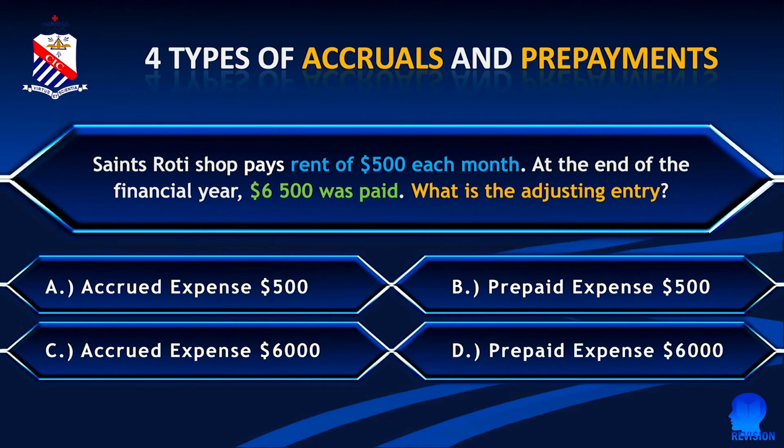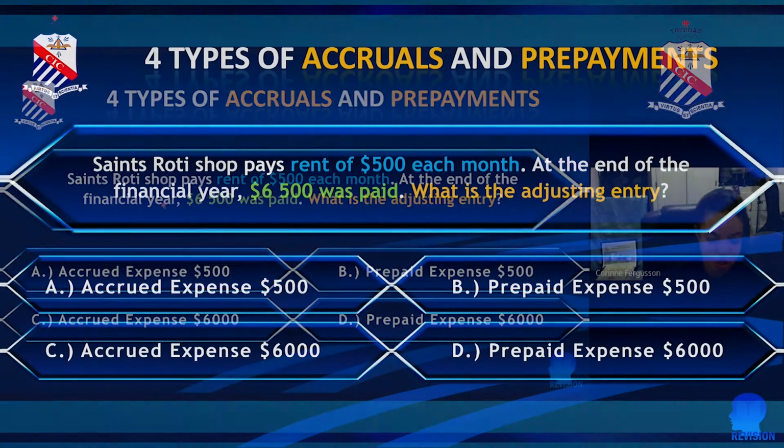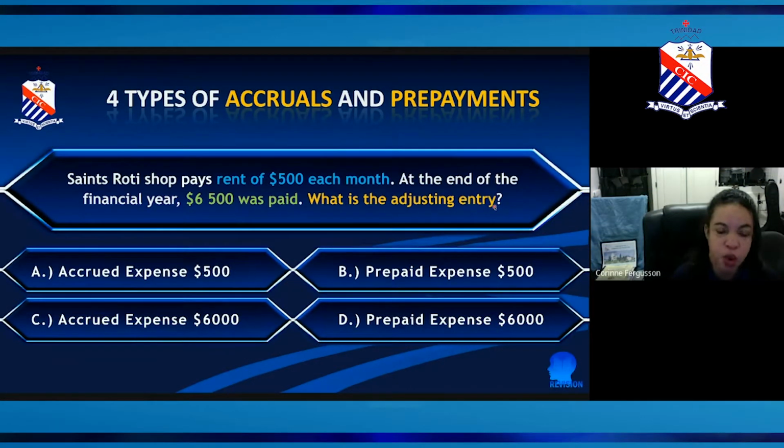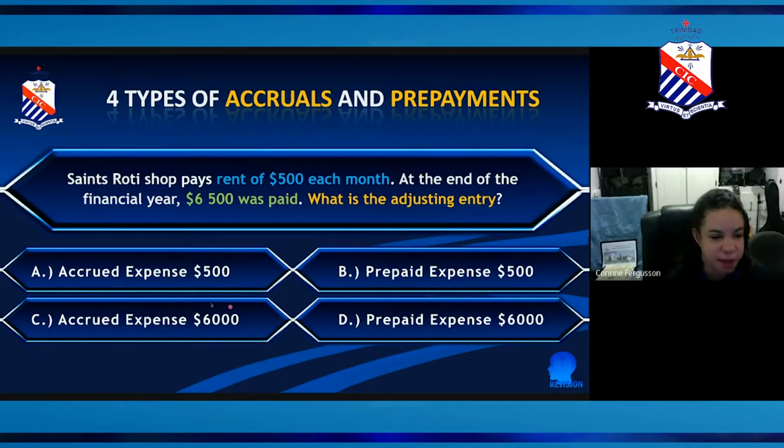Saints Roti Shop pays rent of $500 each month. At the end of the financial year, $6,500 was paid. So what is the adjusting entry? What I'm asking here, and this is for all of them, is which one of the 4 types is it, and what is the amount of the adjusting entry? So is it an accrued expense, accrued revenue, prepaid expense, prepaid revenue?